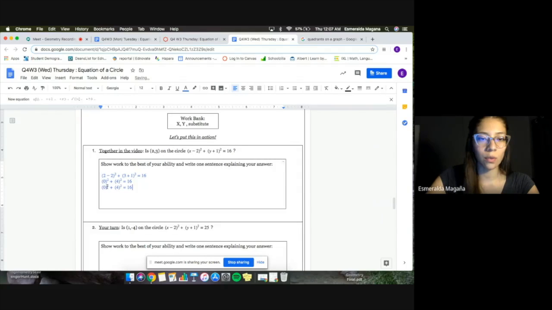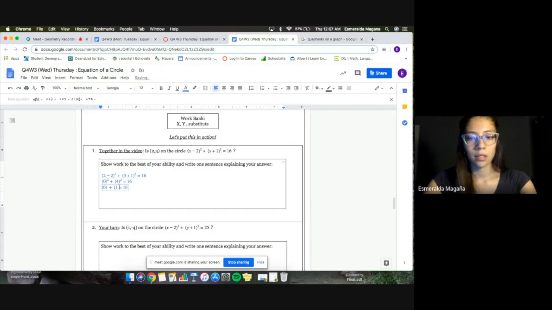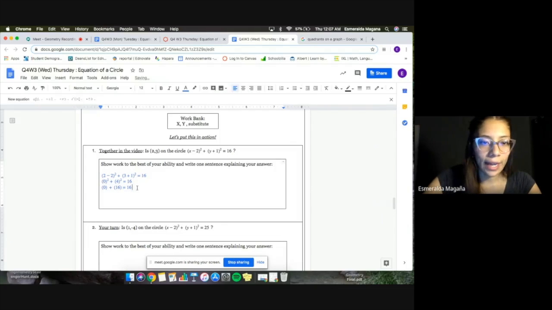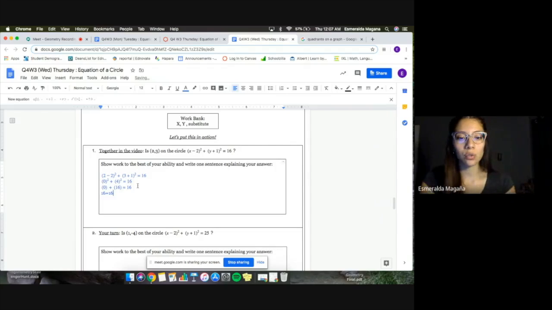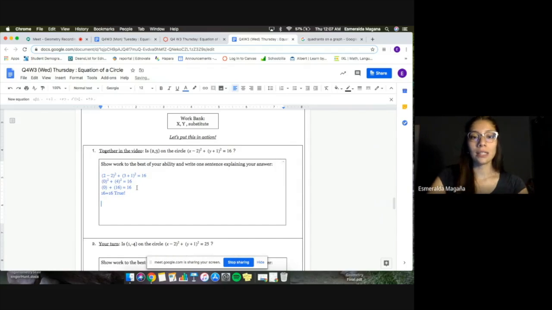So 0 squared is just 0. So I'm going to go ahead and erase my squared. 4 squared, I know that 4 squared is 16. Now when I add 0 plus 16, I know that 16 equals 16. Okay, great. So I know that that's a true statement, right? It's true. 16 does equal 16.